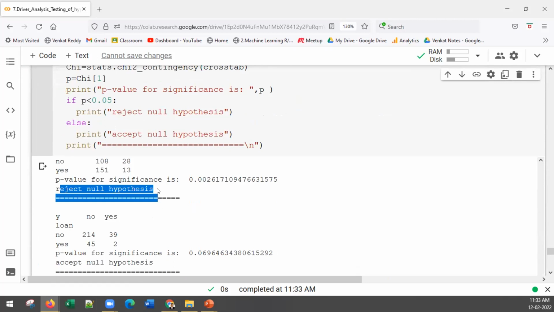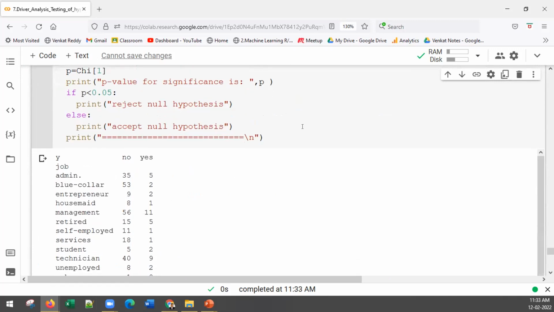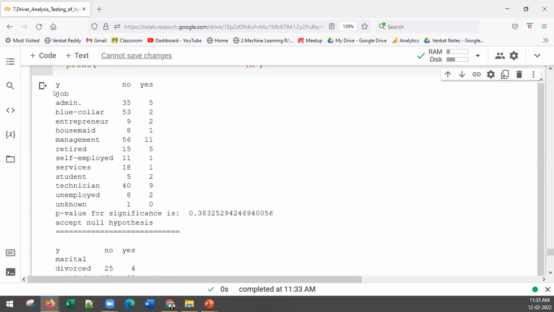When you are rejecting null hypothesis, what does that mean? When you are rejecting null hypothesis, let's say job type. So finally tell me variable by variable, job type. Customer buying or not buying, does it depend on job type or not? Simple question. Customer buying an insurance, target variable, does it depend on job type or it is independent? First tell me that answer. P-value is high, you accept the null hypothesis.